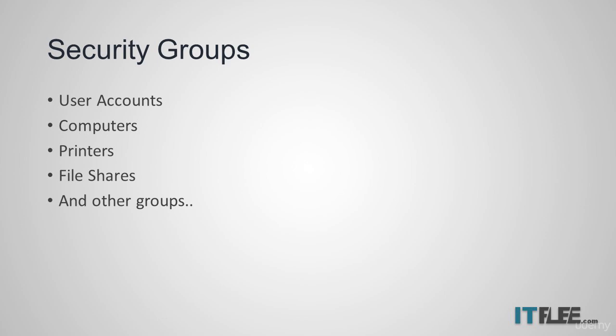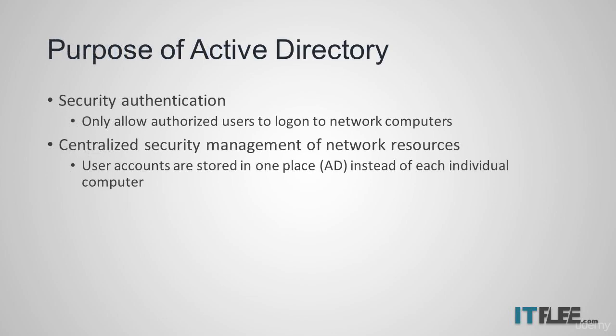The reason for using groups within Active Directory is frequently for security purposes. You can use AD and Group Policy together to assign specific permissions for objects within Active Directory, and you can do this for groups or just particular computers or particular users. The purpose of Active Directory is to handle security authentication across the domain. One of the ways AD does this is by only allowing authorized users to log on to the network.